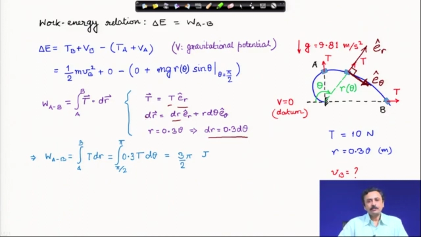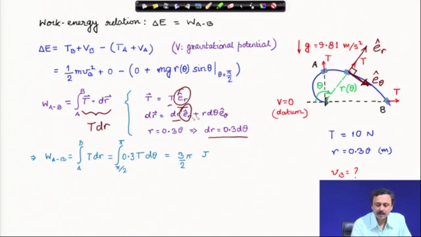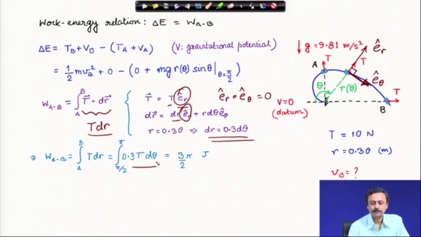Finally, we calculate the work done as we move from A to B. Applied force, you can check that this dot product is nothing but T dr, because this is ER and this is ER. ER cap dot E theta cap is 0, they are orthogonal. Therefore, only one term survives, this T dr, and dr is 0.3 d theta, which I have substituted here.